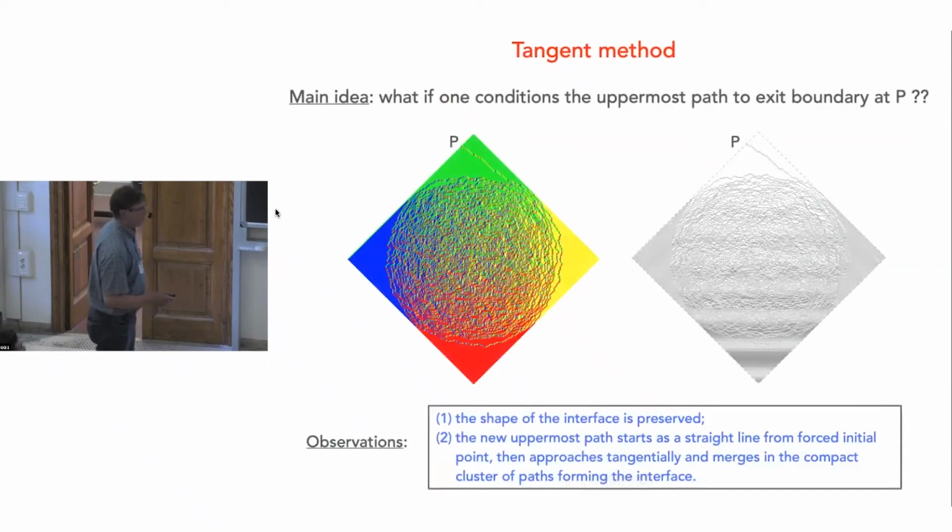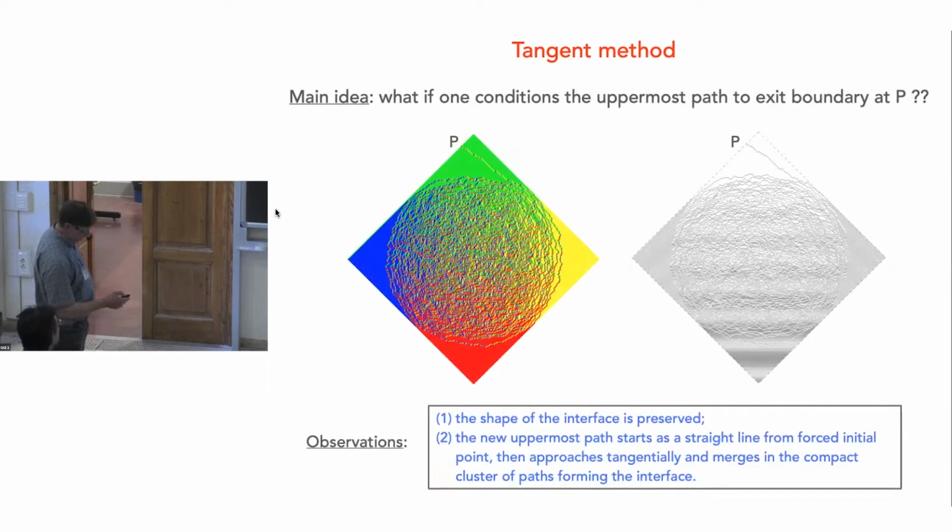So the tangent method, in a few words, the main idea would be this. The uppermost path I just described will quit this left boundary at the midpoint, but the question is, what if you force it to leave from another point? So from P, for instance.